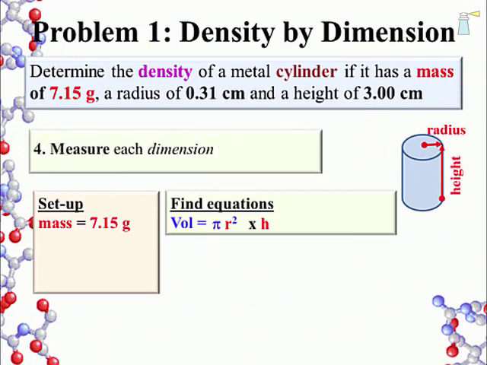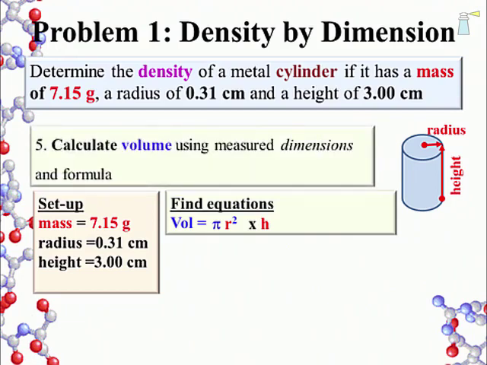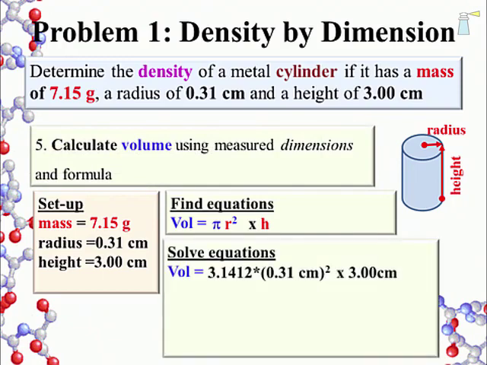The fourth step is to get the measurement of each of the dimensions. If we were actually determining the density of a real cylinder, we would do that. We could treat the values in this problem as if they were measurements that we made in the lab. We measured the radius. It was 0.31 centimeters, and that goes into the setup. Our measurement of the height is 3.00 centimeters. That also goes into the setup. Now it's time to calculate the volume using the measured dimensions and the formula. We solve by inputting the values from the setup into the formula or equation.